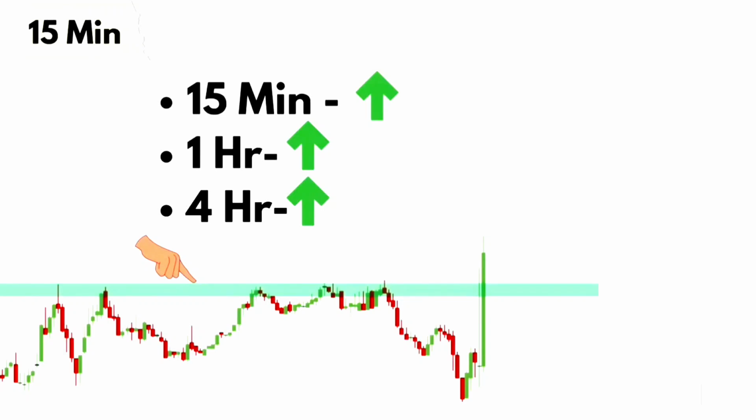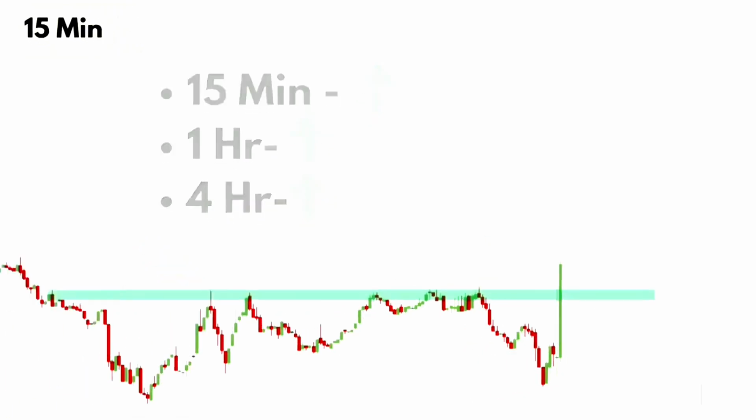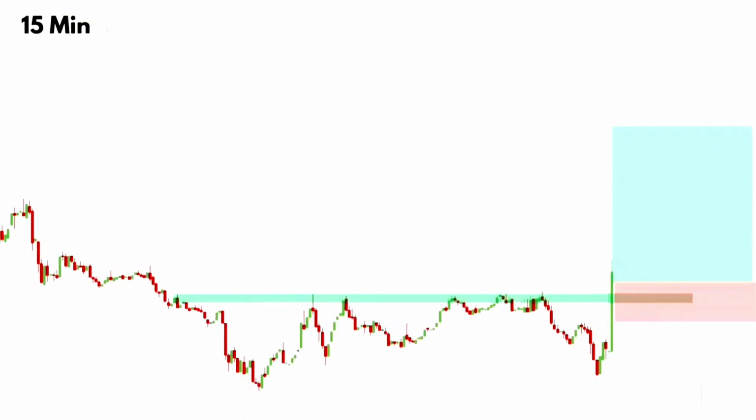We should wait until the price is moving in the same direction on all 3 time frames. Now here, we enter a buy position in the trade, right at the closing of this joint green candle, where our stop loss will be set just below the trend line.